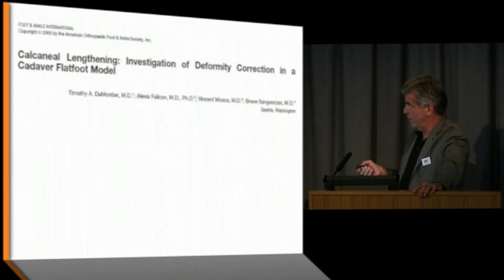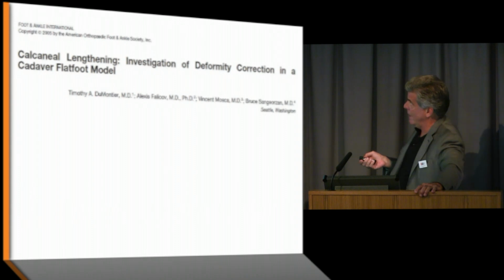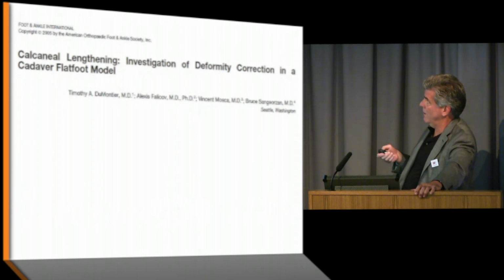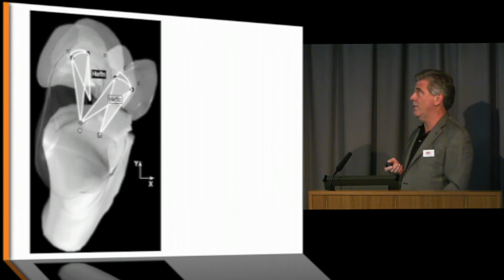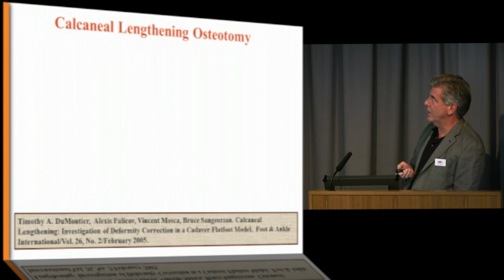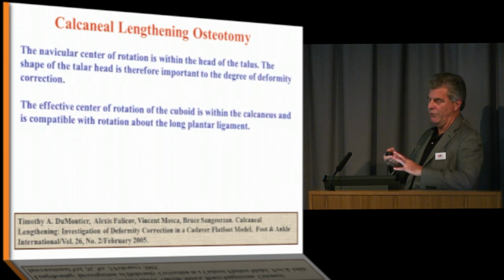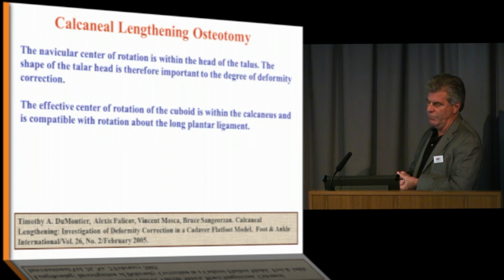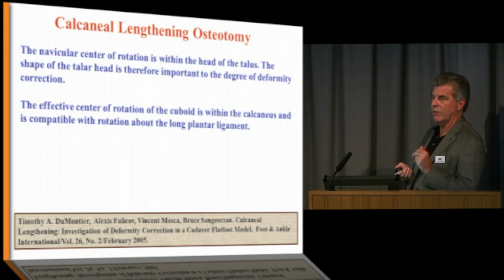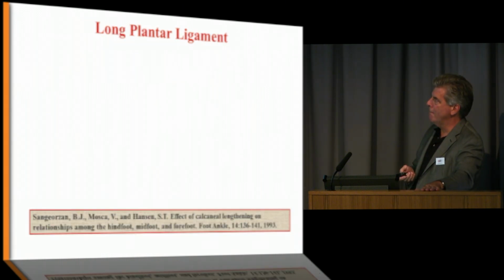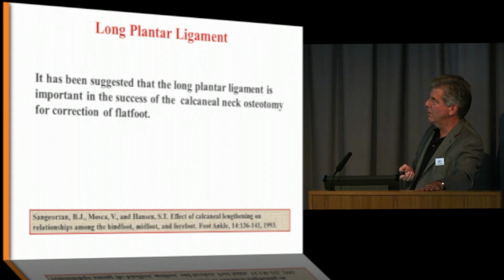This is a fascinating paper on the Evans osteotomy, again done up in Seattle, where they used cadavers and created these flat foot models, and then did three-dimensional CT imaging to show the rotation of the foot as they did the lateral column lengthening. Really interesting, showing all these changes and the rotation around the talonavicular joint and the calcaneocuboid joint. But what they learned is it's all right here. It's the long plantar ligament. That's where the changes are occurring.